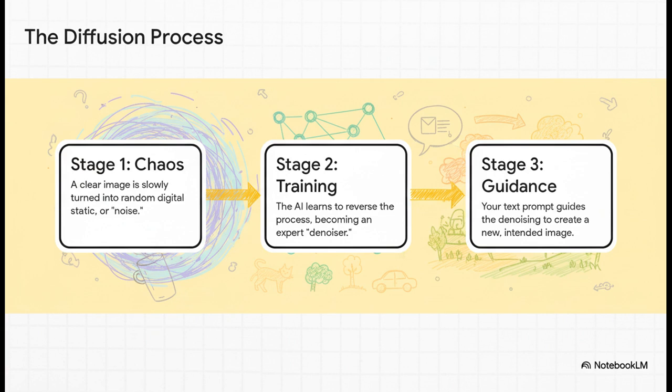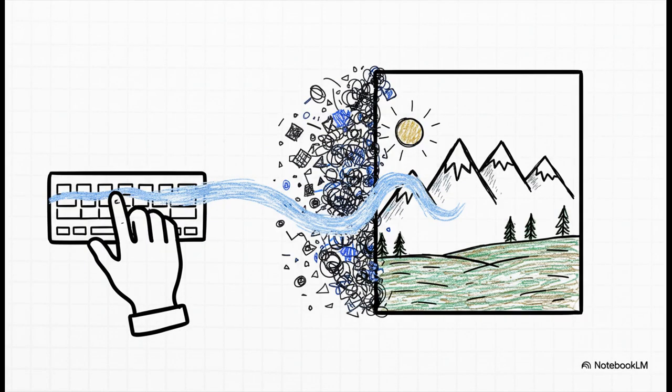The AI is then trained to do the exact opposite. It becomes an expert at looking at that static and figuring out what the slightly less messy version looked like, one step at a time. It becomes a master denoiser. But here's the real game changer. This is the part that changes everything.